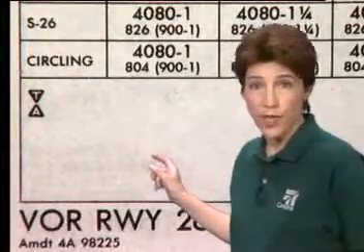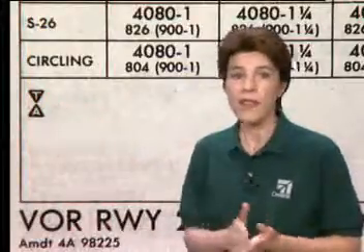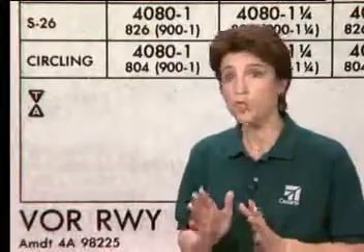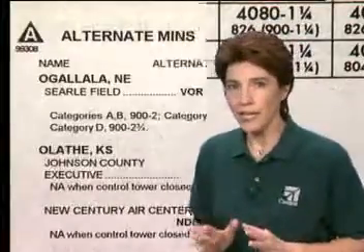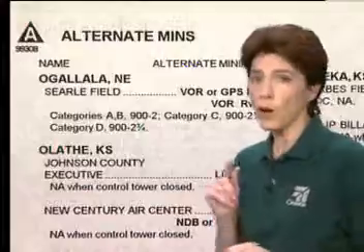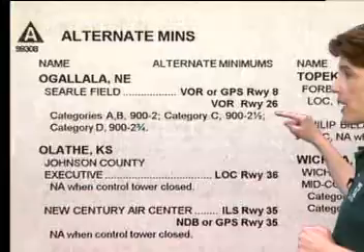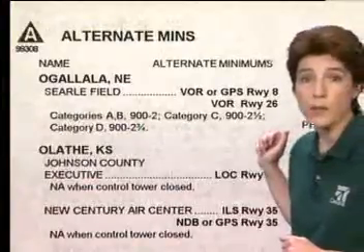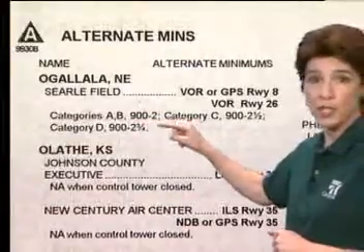Remember those little black triangles we talked about earlier? If the approach plate has a black triangle with an A in it, like you see here, that means there is something non-standard about planning on using this approach or airport for an alternate. For the details, check in the front of the NOS book. At Ogallala, it says that for the VOR or GPS runway 8 or VOR runway 26 approaches, the alternate minimums for category A and B aircraft are 900 and 2.